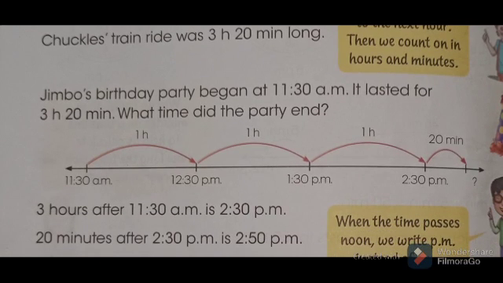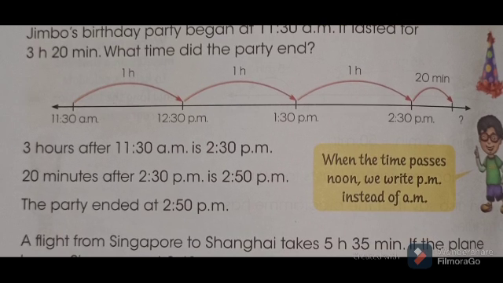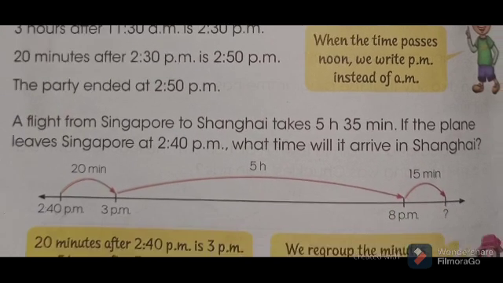Jimbo's birthday party began at 11:30 a.m. It lasted for 3 hours and 20 minutes. What time did the party end? As you can see, 11:30 to 2:30, there are 3 hours. And again we count 20 minutes. After 20 minutes from 2:30 p.m., that will be 2:50 p.m. The party ended at 2:50 p.m.